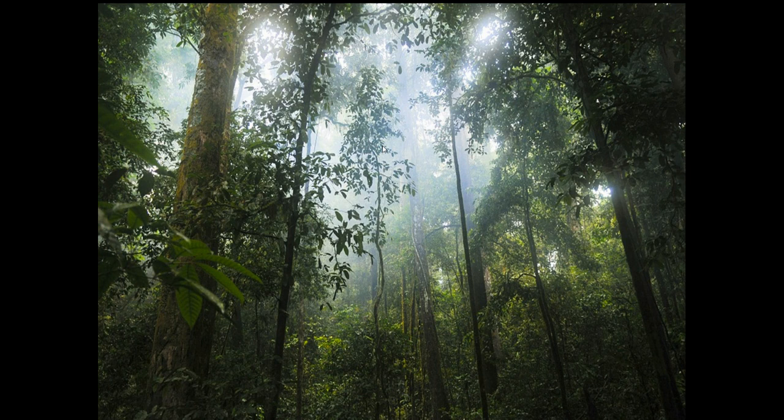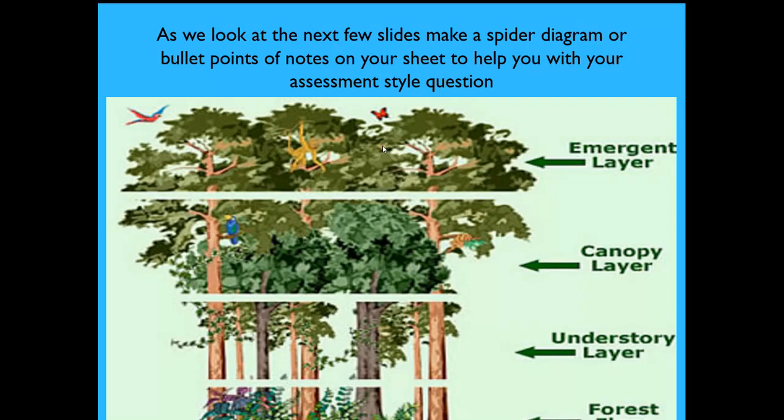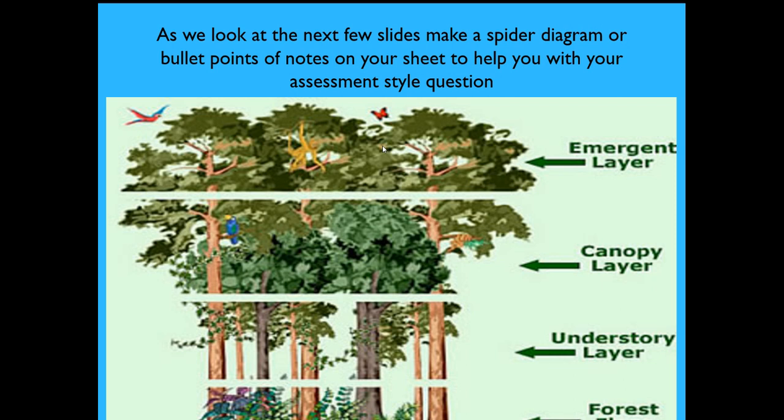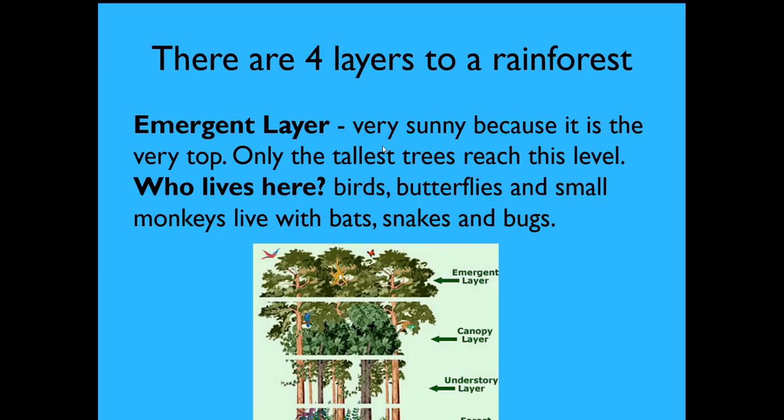Because it's very warm and very wet, there are many things that grow there, and so it's home to a lot of wildlife. So the forest, if we just go back, goes into different layers. At the bottom you have the forest floor, then the understory layer, the canopy layer, and the emergent layer. Let's find out a little bit more about that.